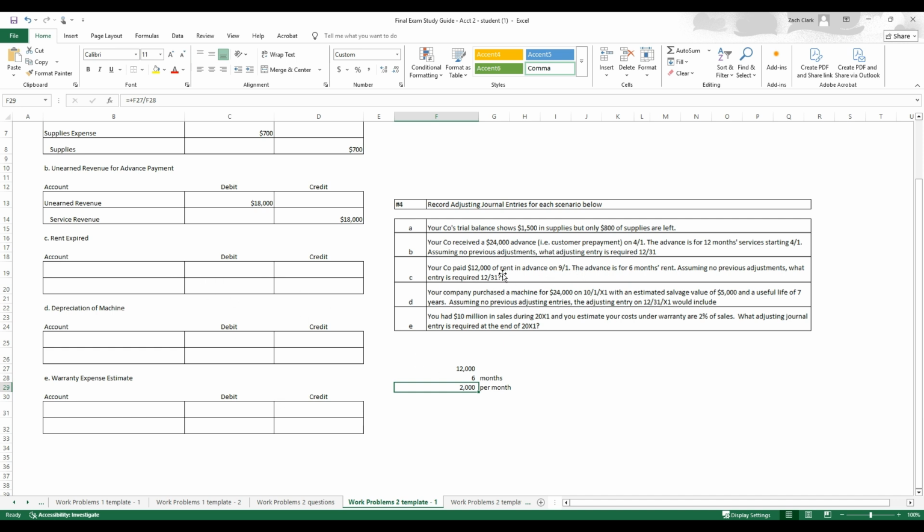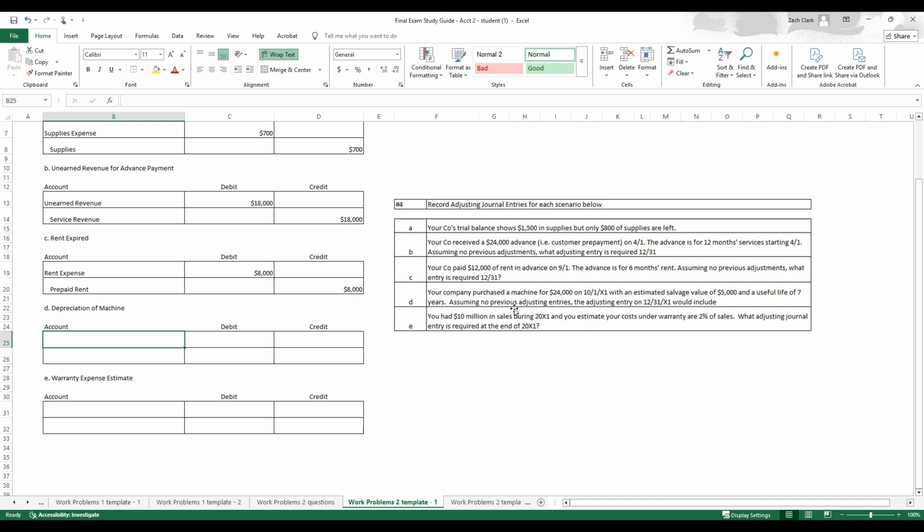And we're saying that we paid this on 9/1, and so we had September, October, November, December. So 4 months of time has passed between these time periods. So then we're going to increase our rent expense. So we can do our 2,000 times 4 months, so 8,000, and reduce prepaid rent down to 8,000 as well. And actually, I'm going to paste this in as values, so if I erase this formula, it doesn't go away. But that will be our entry there.